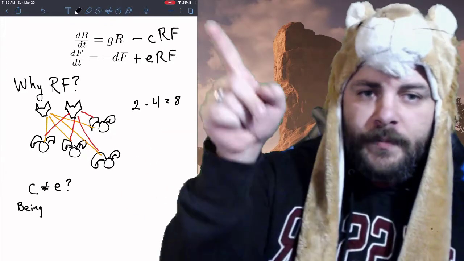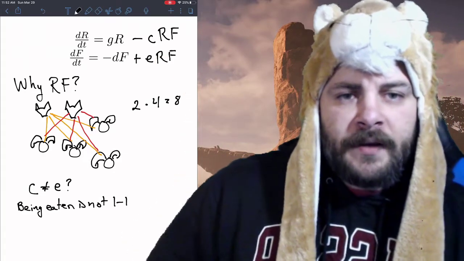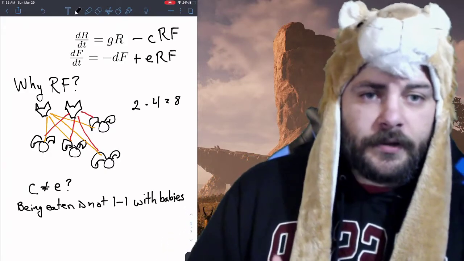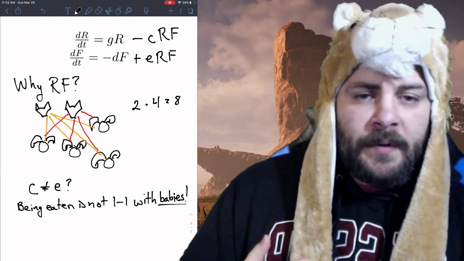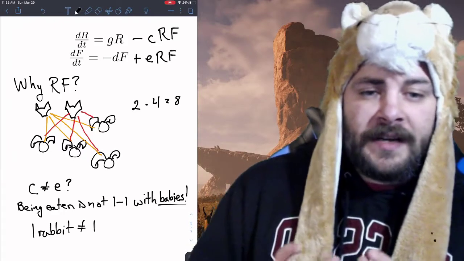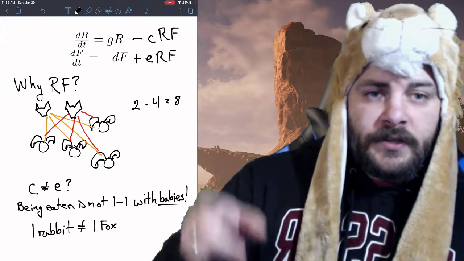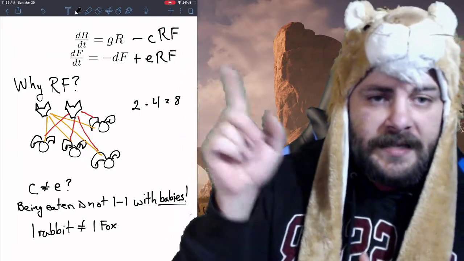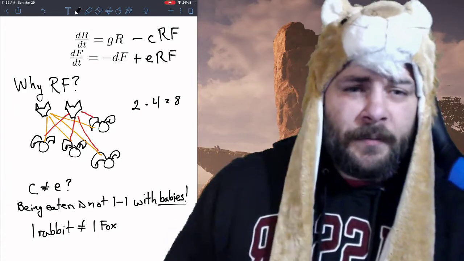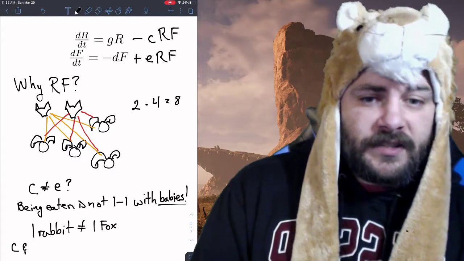Another question might be, why is C not equal to E? The big point here is that being eaten is not in a one-to-one correspondence with babies being made in the eater. I think we can all understand that the calories and nutrition provided by one rabbit does not itself equal what is needed to sustain 1 unit of fox. So remember, C is consumed by, and E is I've eaten. These are different rates and they have different values. As a good thought experiment, you might want to think about which ones make sense in biological situations for when E is greater than C or C is greater than E.